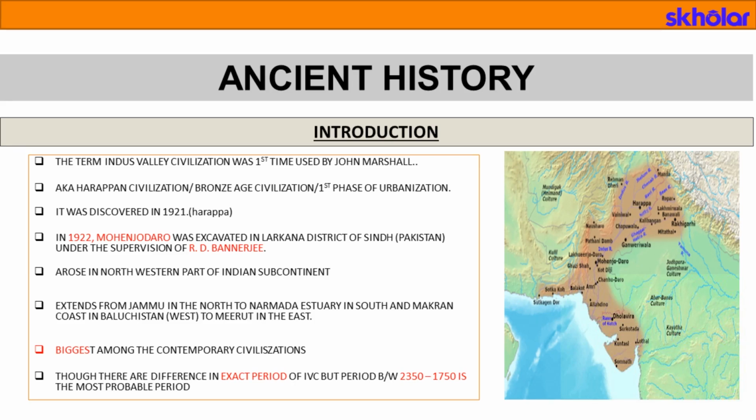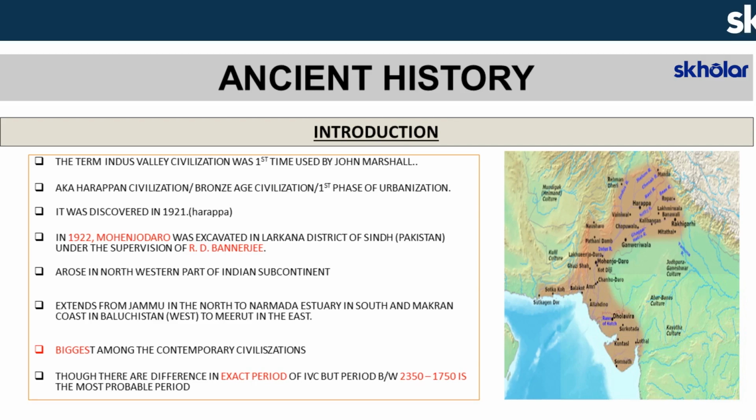This civilization is also known as the first phase of urbanization because it was the first time when the world witnessed large urban centers which were planned. In 1922, another big city, Mohenjo-daro, was excavated in the Larkana district of Sindh, Pakistan, by R.D. Banerjee, that is, Rakhal Das Banerjee. It arose in the northwest frontier of the Indian subcontinent. It was the biggest among the contemporary civilizations and its period is between 2350 to 1750 BC, in which it was in its mature phase. So if you see an option of 2500 to 1750, that is also correct. Different books claim different periods, but that is why I have given the most probable period. Somewhere around, a little bit up or down, is fine, there's nothing to worry about.